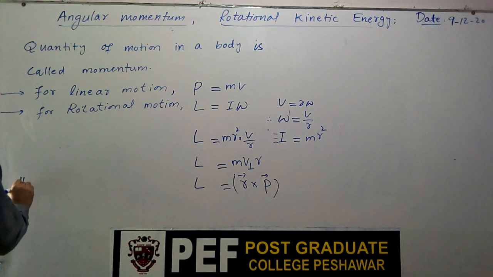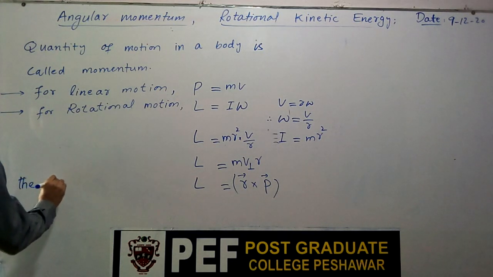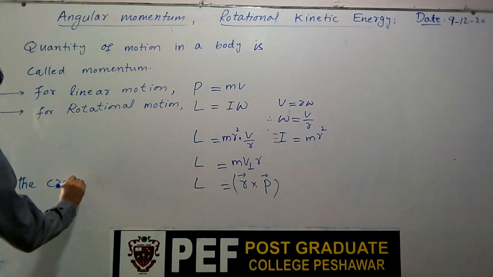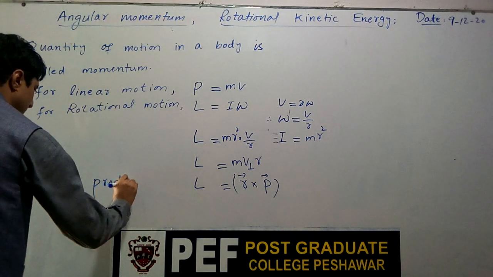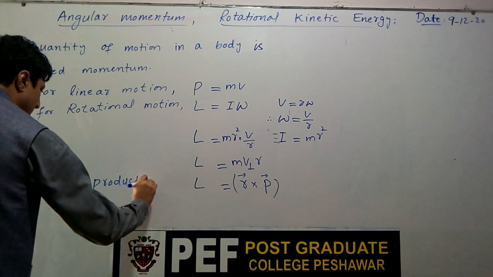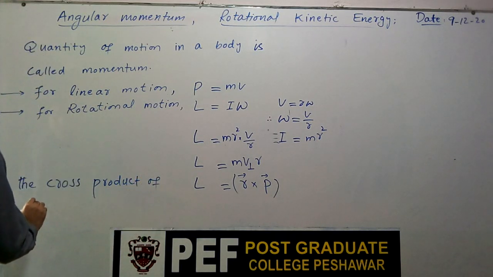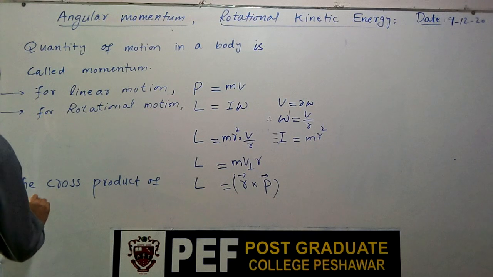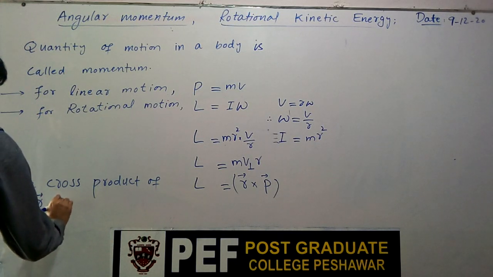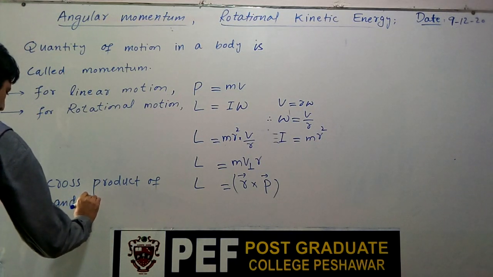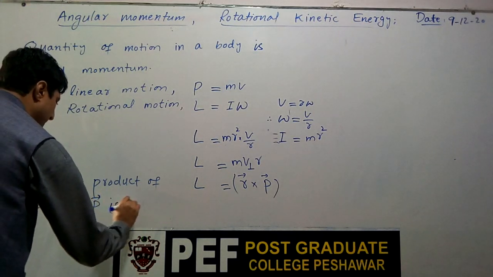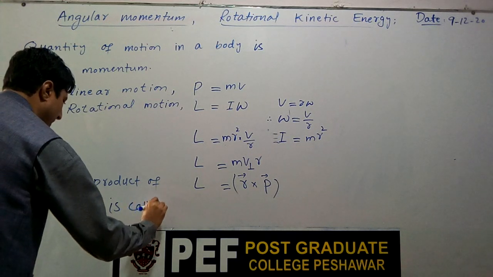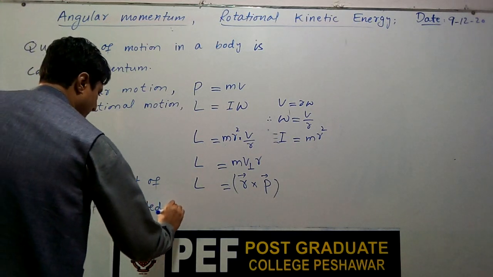The cross product of R and P. And you know that R is the position vector and P is linear momentum. So it is called what? It is called angular momentum.